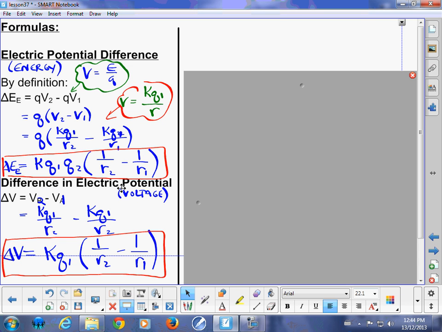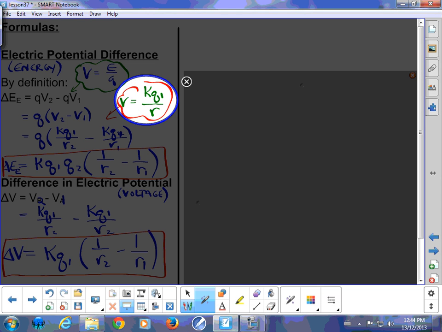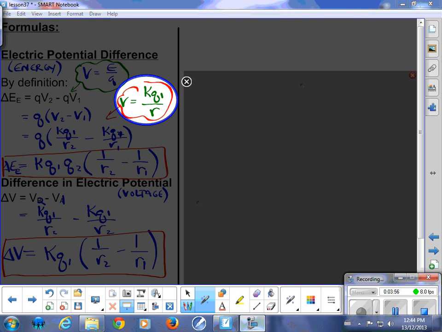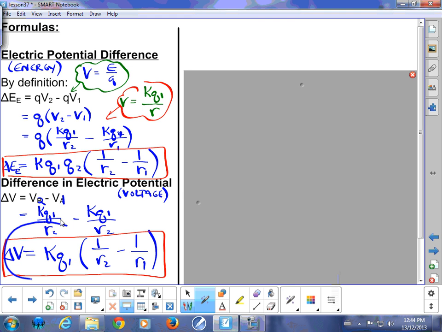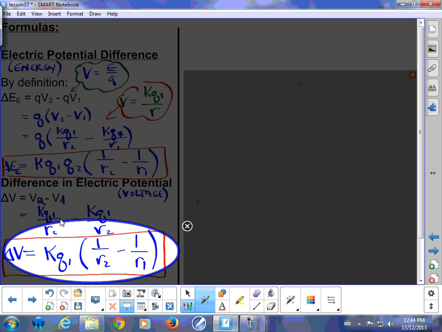All right, so this previous formula that I'm circling right here calculates the voltage, or the electric potential, of a particle at a given location. This formula down here allows us to calculate the change in that voltage. So the voltage was this amount at point 1. What is the voltage now at point 2 going to be?